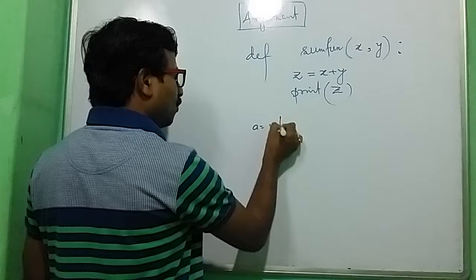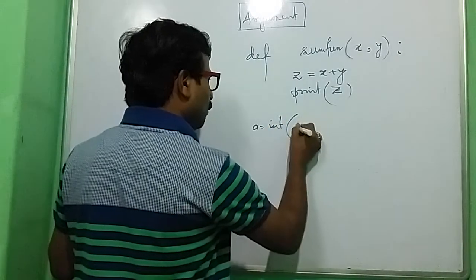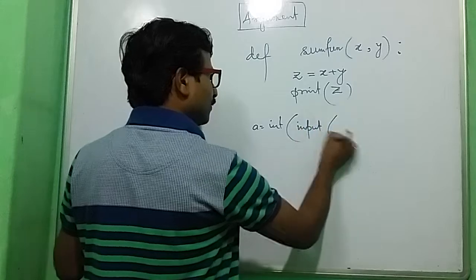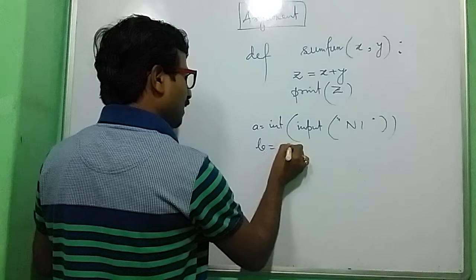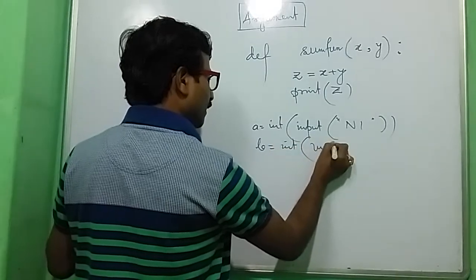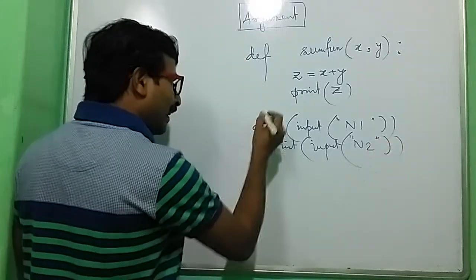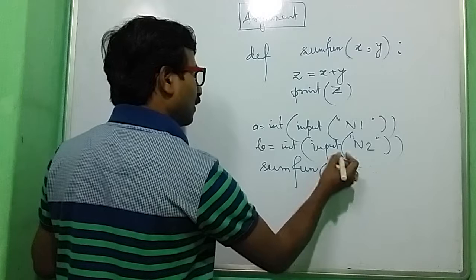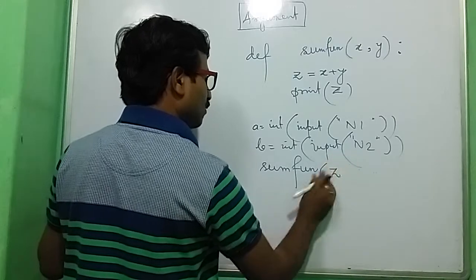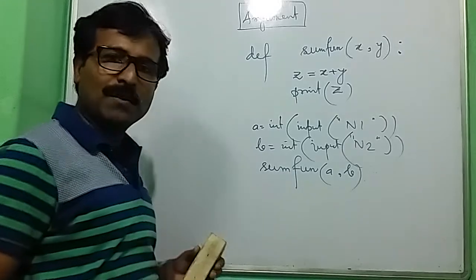Suppose a equal to input number 1, b equal to input number 2, and then you call this function sum function a comma b. Now your job is done.